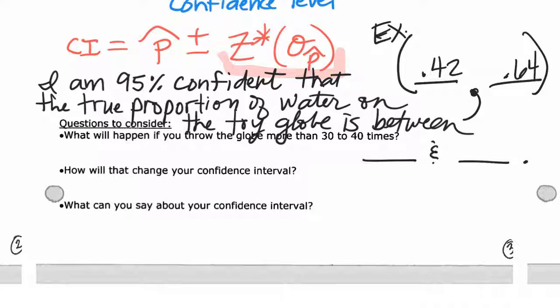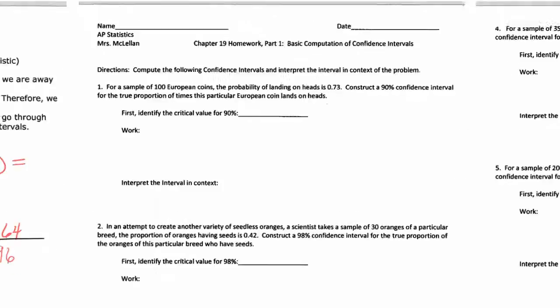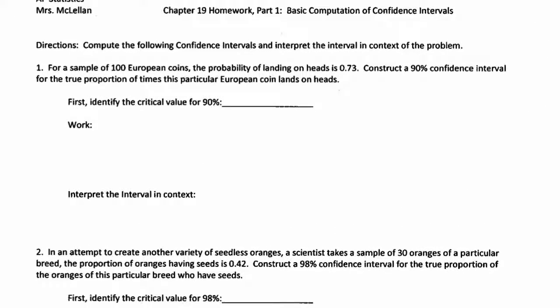And so that's the process that I want you to do 5 times on the homework. And the homework starts on page 6. And so here we go. We got this problem here. Let's look at it real quick. Number 1, and again, this is page 6, and you'll be doing pages 6 and 7 as your assignment. So number 1 says, for a sample of 100 European coins, the probability of landing on heads is 0.73. All right, so what variable is 0.73 representing? It's obviously a proportion. Is it p or p-hat? It's p-hat because that's the thing that they got off of a sample of 100.